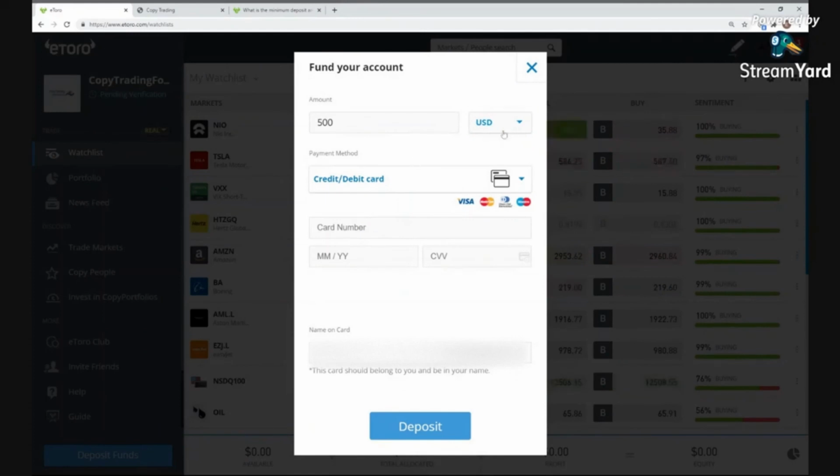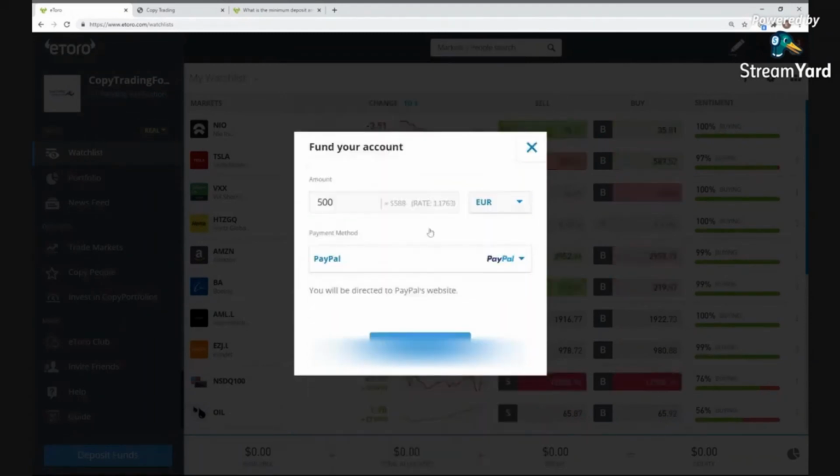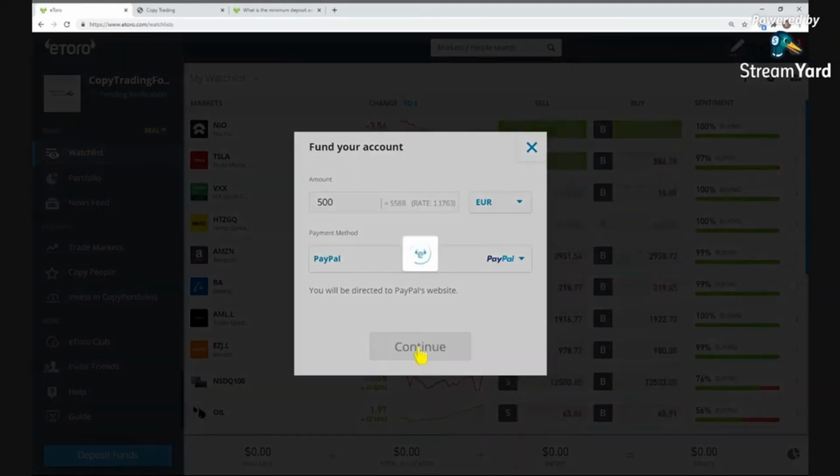Okay. And I am going to actually use euros because I'm in euros. So I will have actually $588, but that's fine. The minimum deposit is 500 US dollars at the moment, but it should be $200 when you sign up in the future. So I'm going to select PayPal and €500 I'm going to invest today.